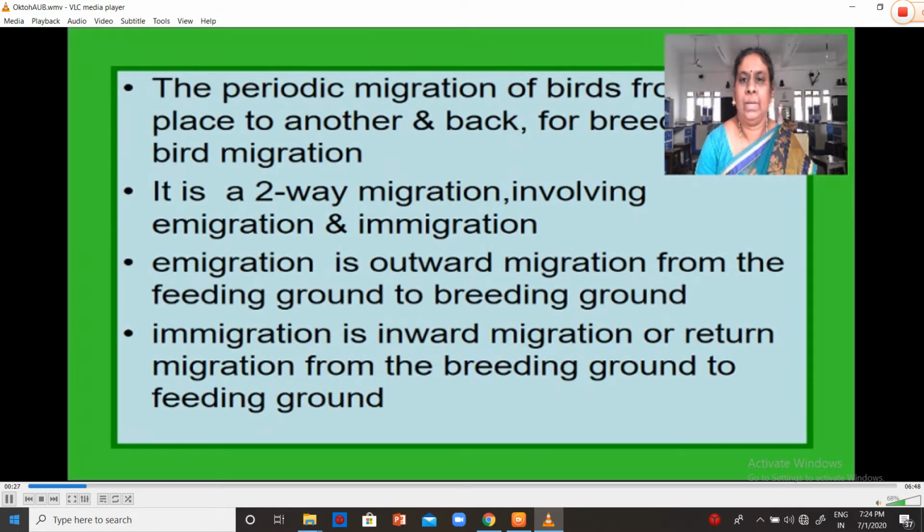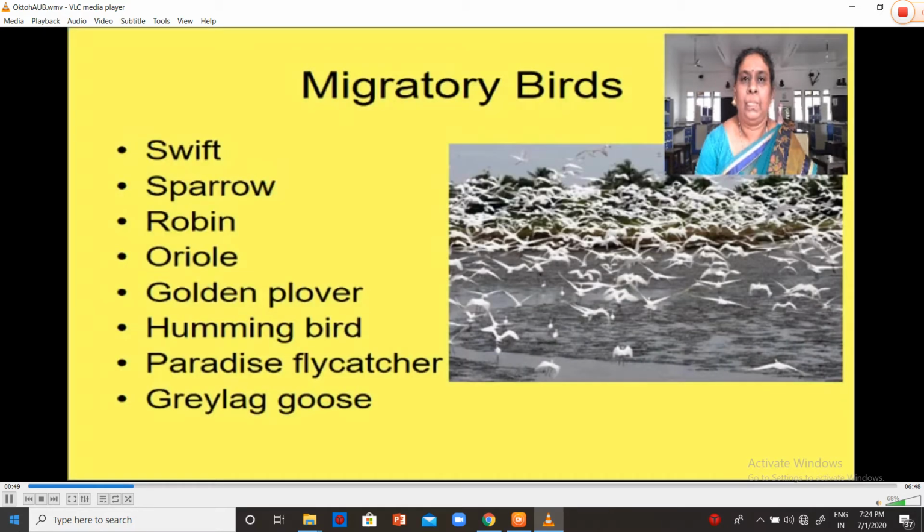It is a two-way migration which involves immigration and emigration. Emigration is an outward migration from the feeding ground to the breeding ground. Immigration is an inward migration or return migration from the breeding ground to the feeding ground. A few examples are swift, swallow, robin, oriole, golden plover, hummingbird, paradise flycatcher, greylag goose, etc.